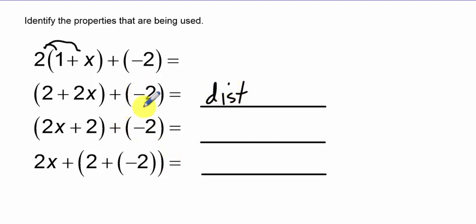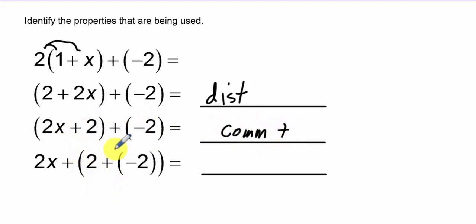All right, now again, that second term remains the same in the third step, but I notice something's happened here, and the question is going to be, is the order changed or is the grouping changed? Well, like I said, that second term's still in the same spot. There's no new parentheses added. So this would have to be an order change. So this is a commutative. We'll just put an addition here because that's addition going on.